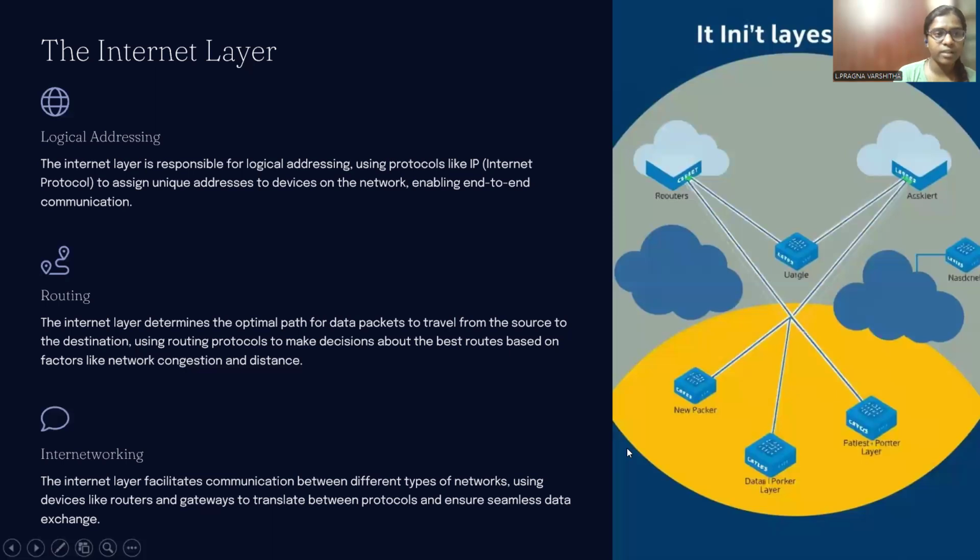Next is the internet layer. First one is logical addressing. The internet layer is responsible for logical addressing using protocols like IP, that is Internet Protocol, to assign unique addresses to devices on the network, enabling end-to-end communication.